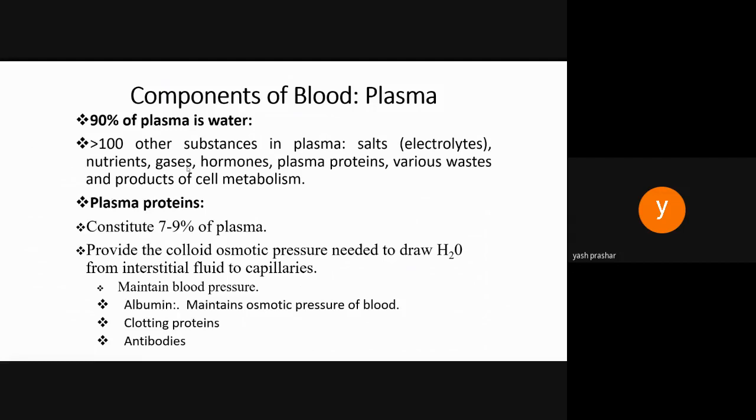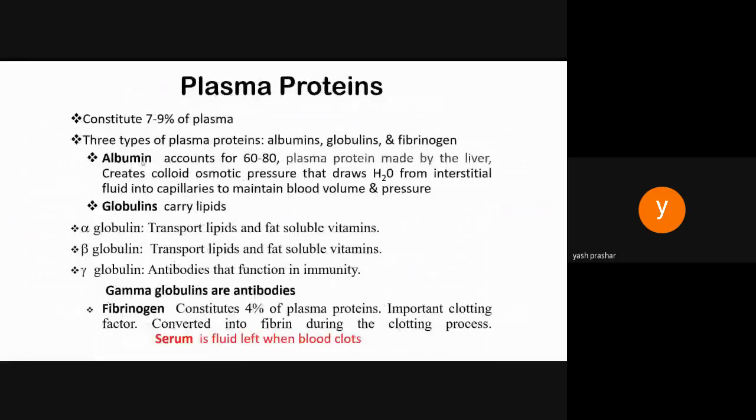Then again we have globulins, which are also of different types like alpha, beta, and gamma, and they are mainly concerned with the transport of different substances like lipids and ions. Gamma globulins are the protective proteins, basically the antibodies. Lastly, we have fibrinogen, the clotting protein which prevents excessive blood loss. So this was all about basically the proteins.